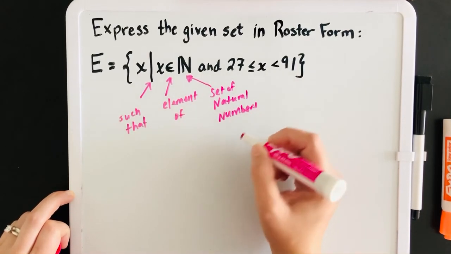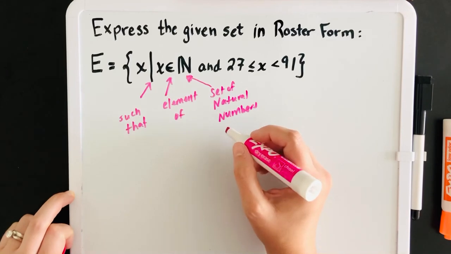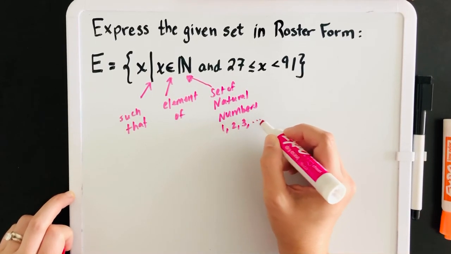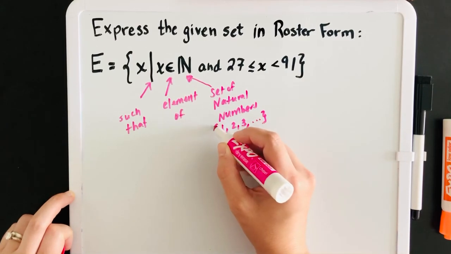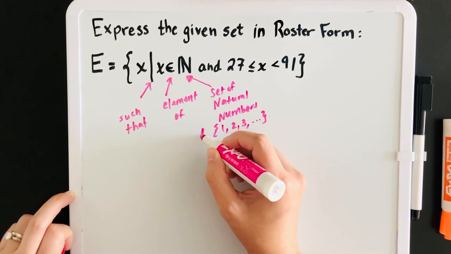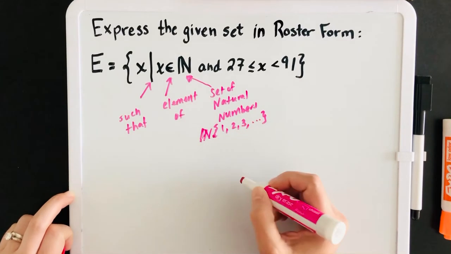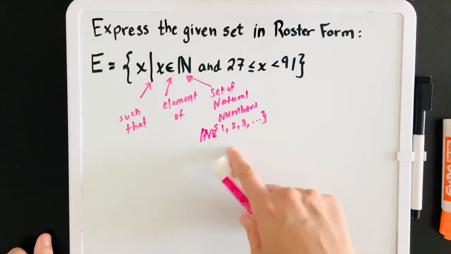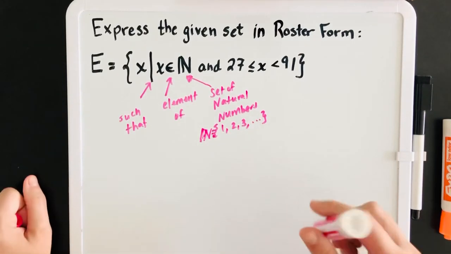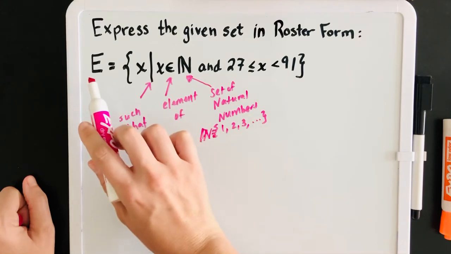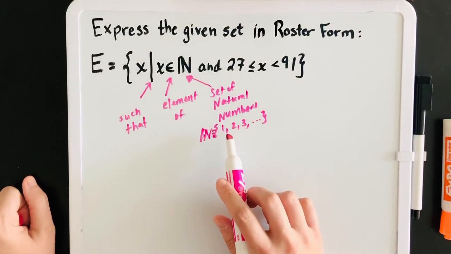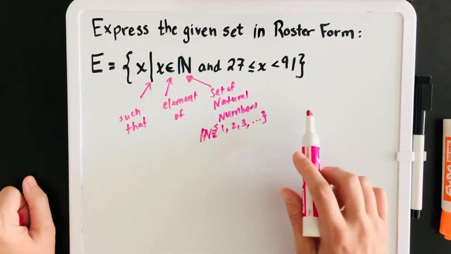What are natural numbers? Those are numbers that are natural to start counting, like 1, 2, 3, etc. That would be the set of natural numbers that we're talking about here. Bold-faced N is the set of natural numbers like 1, 2, 3, 4, 5, going on forever. So to be inside set E, you need to be an element of the natural numbers. In other words, you need to be a number starting at 1 and going on like that forever.